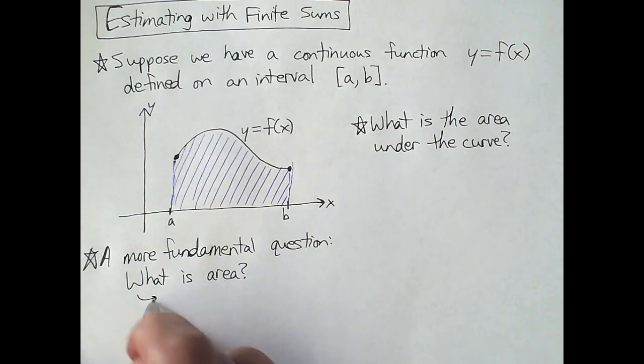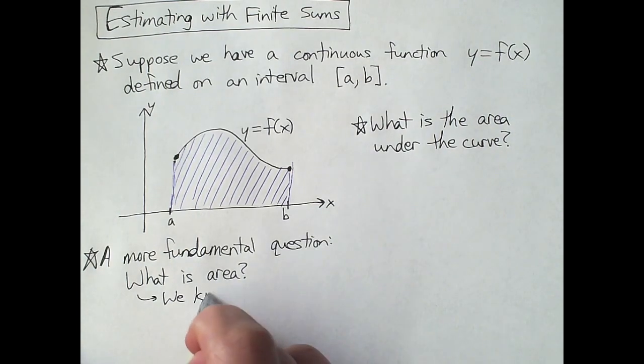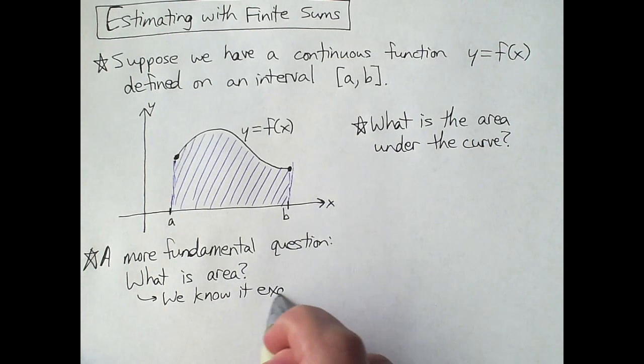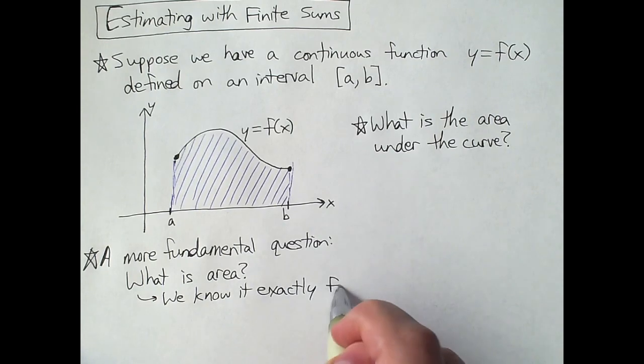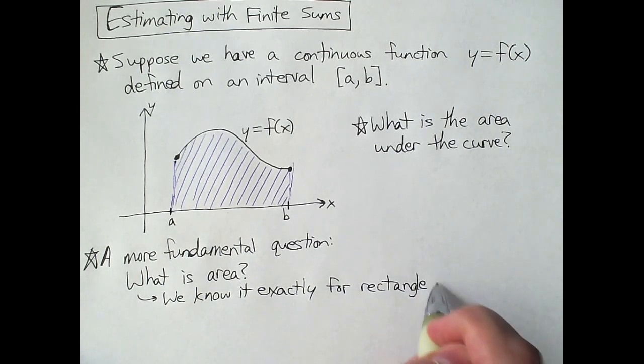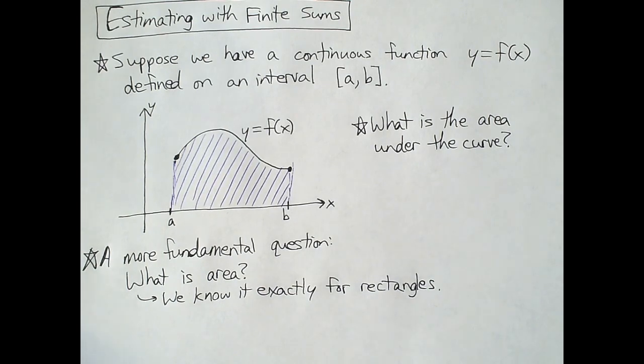I want to say that we know exactly what area means for rectangles, right? The area of a rectangle would be the width times the height, or length times width, or whatever you want to call it, one side times the other. That's the area of a rectangle. I think we also know the area of triangles, and I think we know the area of circles.